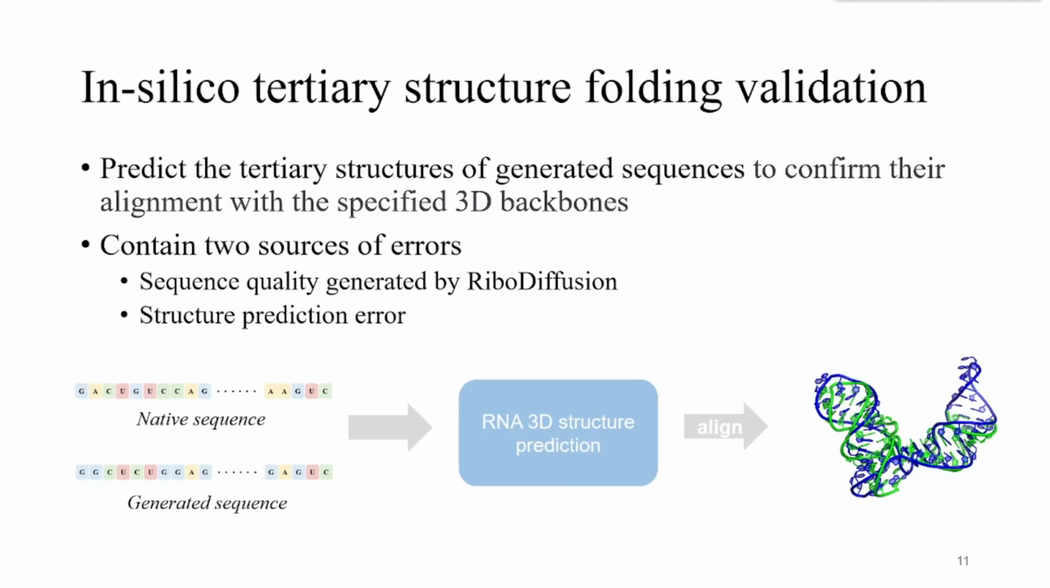To verify whether RiboDiffusion generated sequences can fold into a given RNA 3D backbone, we use computational methods to predict RNA structures to obtain their tertiary structures. We take the TM score of C1' backbone atoms to measure the similarity between the predicted RNA structure of generated sequences and the given fixed backbones. Note that in silico folding validation contains two sources of errors. One is the structure prediction error of the folding method itself, and the other is the sequence quality generated by RiboDiffusion.